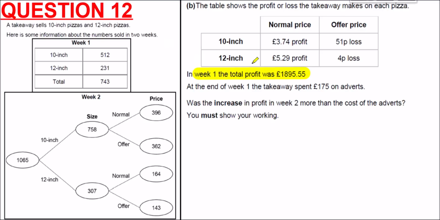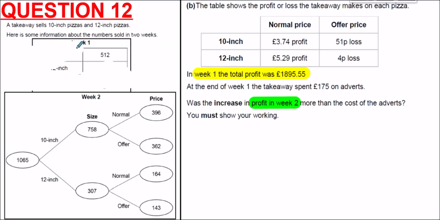So one thing we can do, first of all, is just work out the profit in week 2. We're told what it is for week 1, and so we can eliminate all the other bits of information about week 1, because it's just information overload otherwise. So we could ignore all the other stuff about week 1 and just focus now on the frequency tree for week 2.